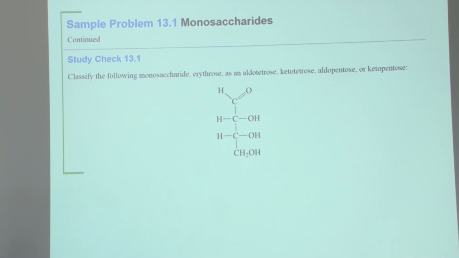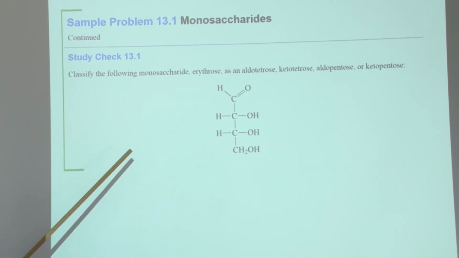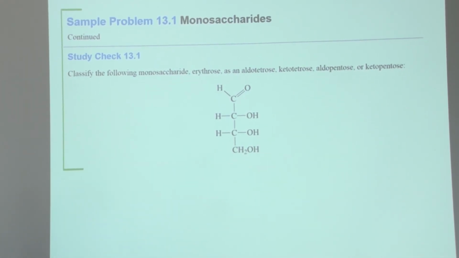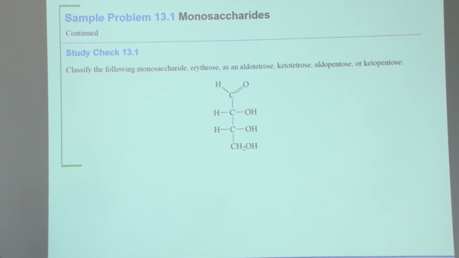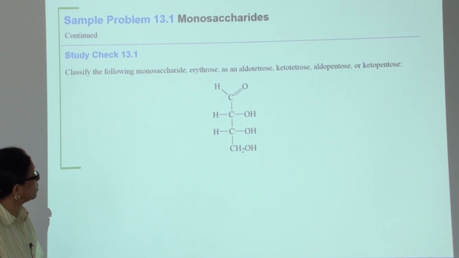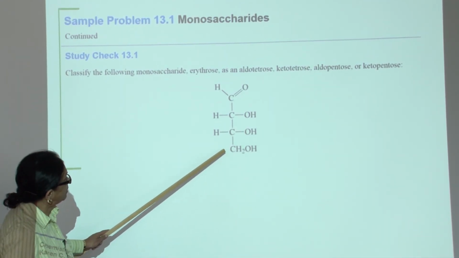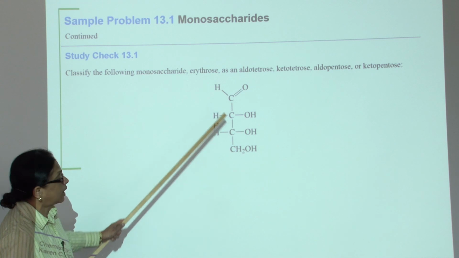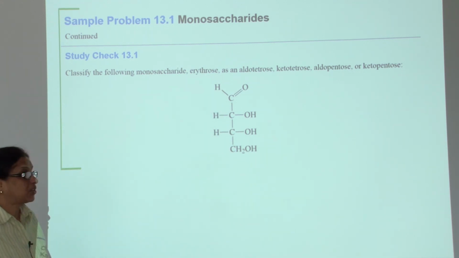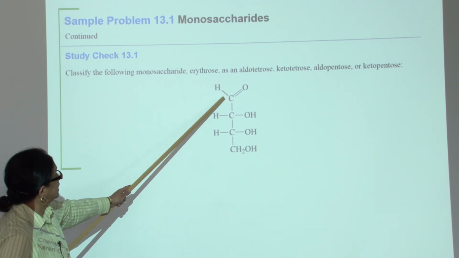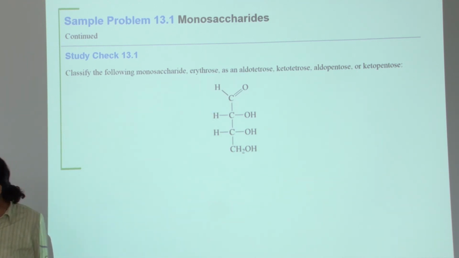Now this is the next problem. Now we are going to classify this, a monosaccharide, as aldotetrose, ketotetrose. So let us see how many carbons. 1, 2, 3, 4. 4 carbons. 4 carbons is tetra. Tetrose. Aldehyde. Aldotetrose.